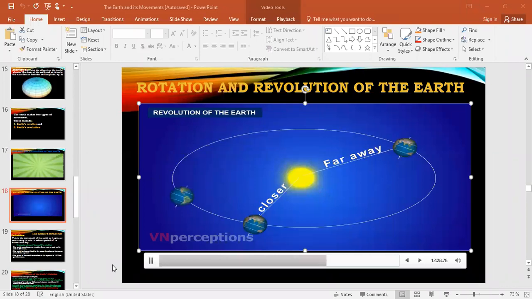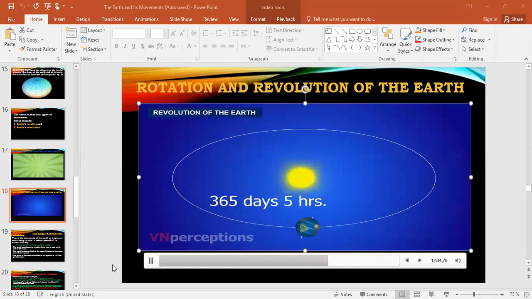Now, the earth completes one revolution around the sun in 365 days, 5 hours, 48 minutes, and 45.51 seconds. But we roughly take it as 365 days and 6 hours. Now to adjust this 6 hours, we have the concept of leap year, and leap year comes once in 4 years. So in the 4th year, February, instead of 28 days, has 29 days, and in this way we adjust this 6 hours.